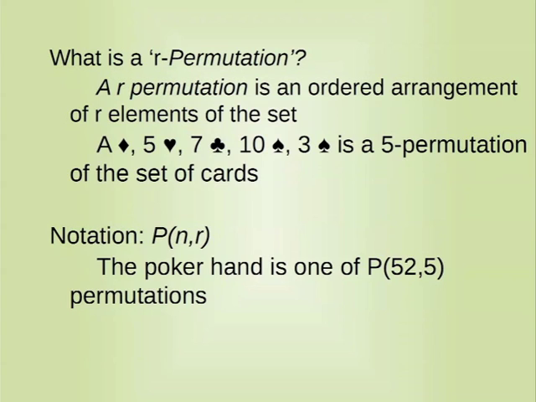The poker hand, like we said above, is one of P(52, 5). So n in this case stands for the number of elements in the set, the total number. So for the cards, it's 52, obviously. And r is the number of things you want to arrange. In this case, it's 5. That's the number of cards in a poker hand.